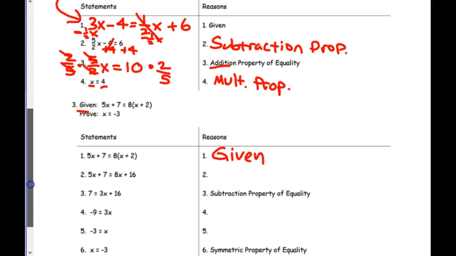Now, step 2. How do I get rid of these parentheses? Okay, so 8 times x is 8x. 8 times 2, 16. What's that called when you multiply into a parentheses, though? Distributive property.